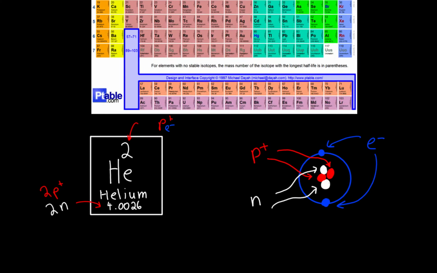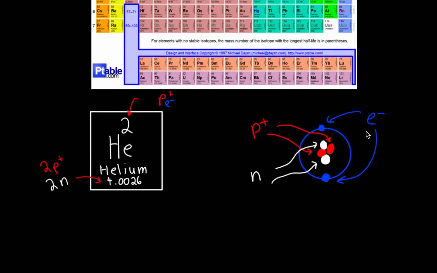Now, although electrons and protons have equivalent charges, the positive of the proton would cancel the negative of an electron. The weights of these three particles varies drastically.